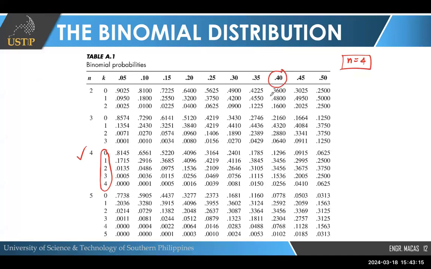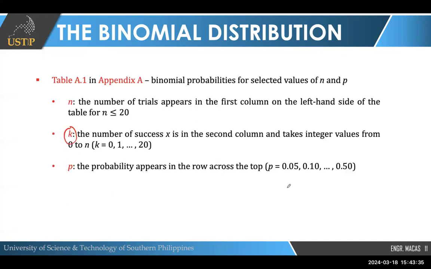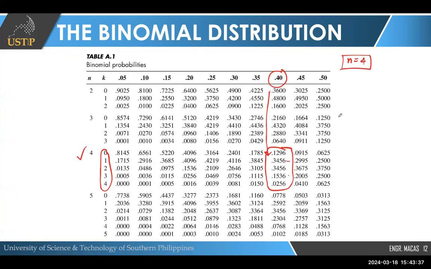Okay? So we will now look at the intersection. So 0.4, then n is equal to 4. This will be the answer. Okay, 0.1296, 0.3456, and so on. So it is the same as what we solved here. Alright. Okay, so that is how it goes.